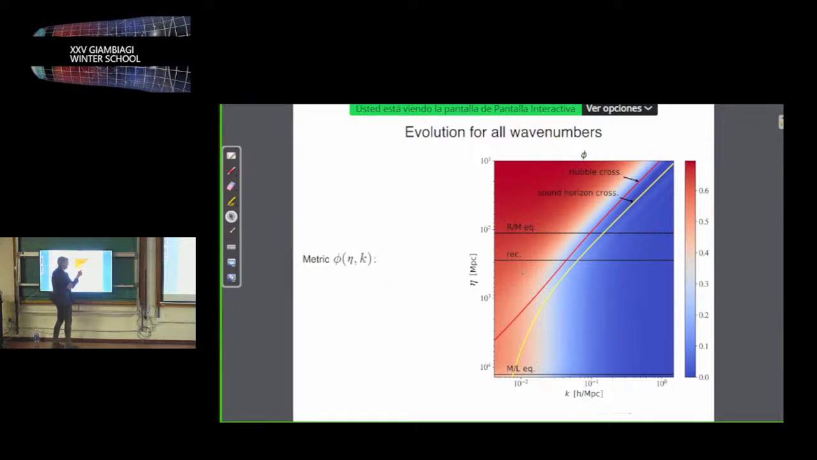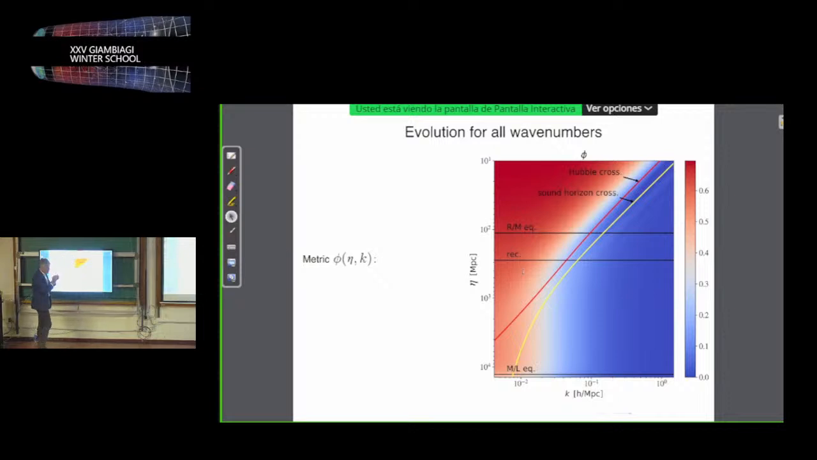What is very interesting is this crossing. This crossing tells you that there exists a scale in the middle of the observable range, and this is the answer to the question of one of you before. There is a scale in the middle here, which crosses the Hubble scale at recombination.